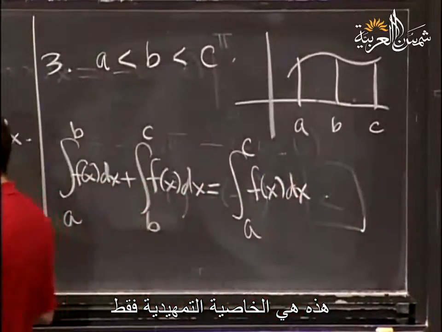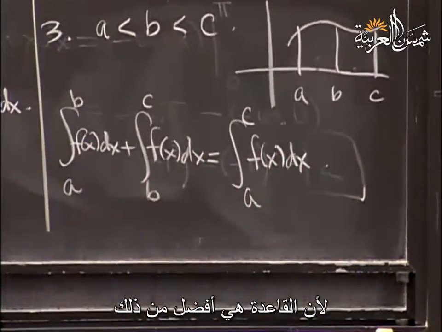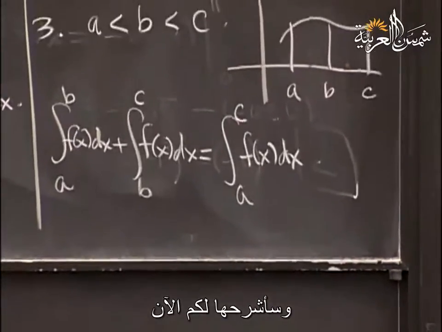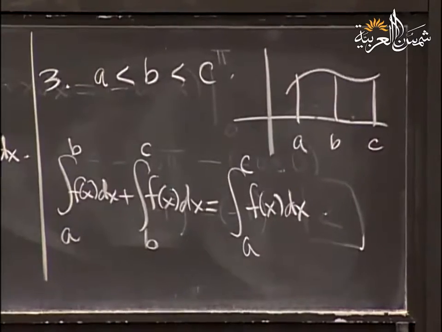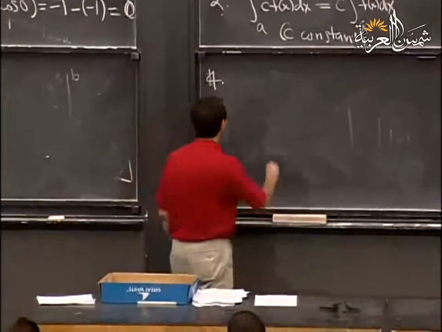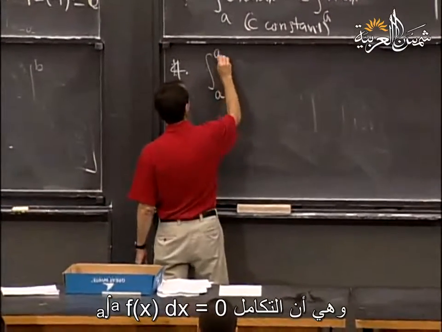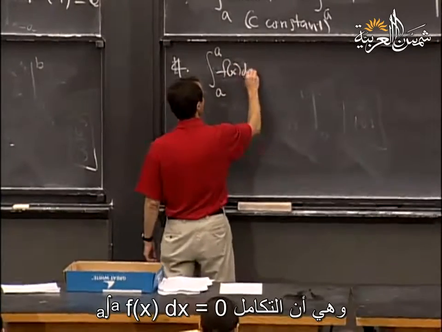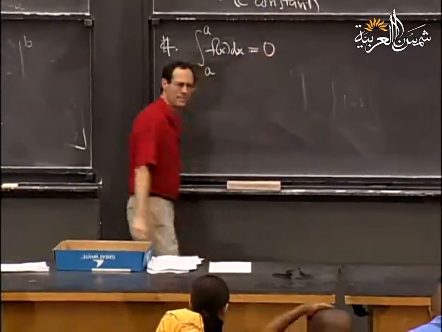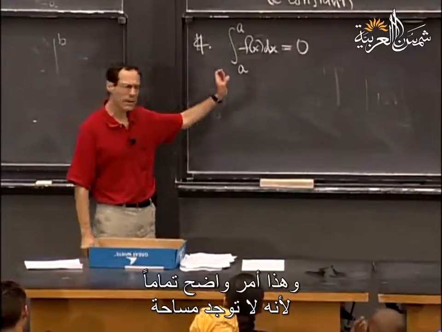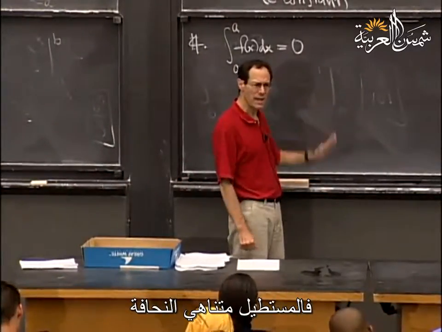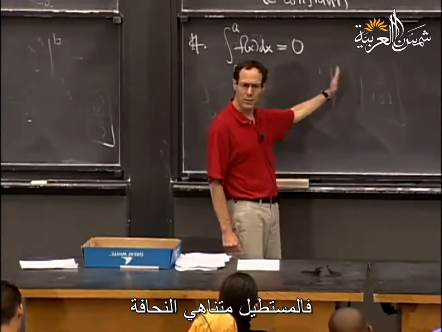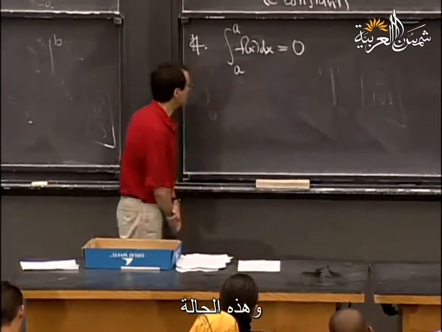This is going to be just a little preliminary because the rule is a little better than this, but I will explain that in a minute. The fourth rule is a very simple one, which is that the integral from a to a of f of x dx is equal to 0. You can see that very obviously because there's no area, no horizontal movement there. The rectangle is infinitely thin, and there's nothing there. So this is the case.